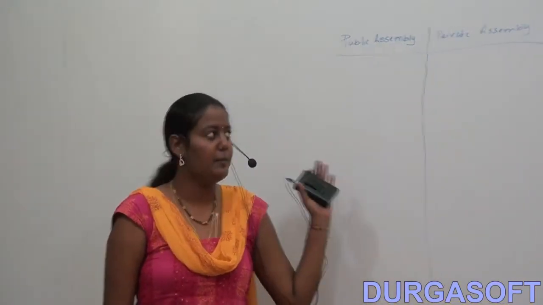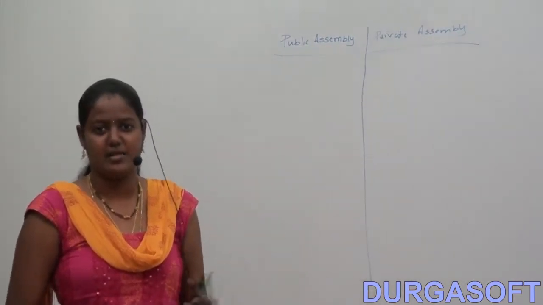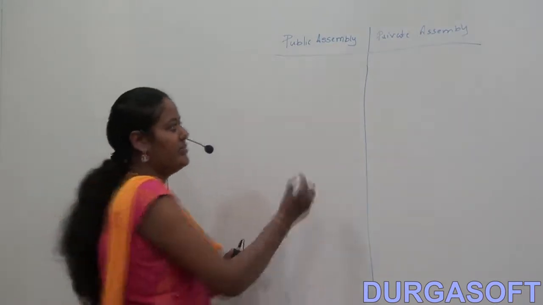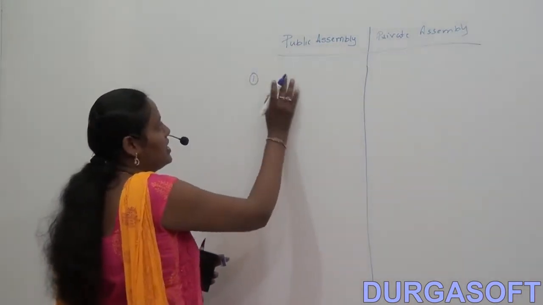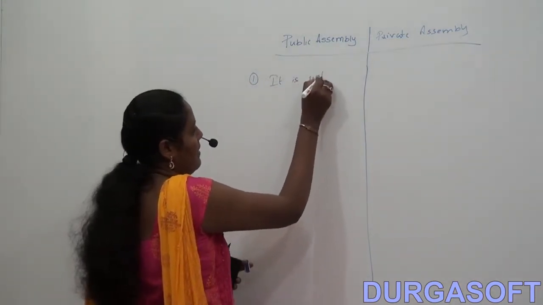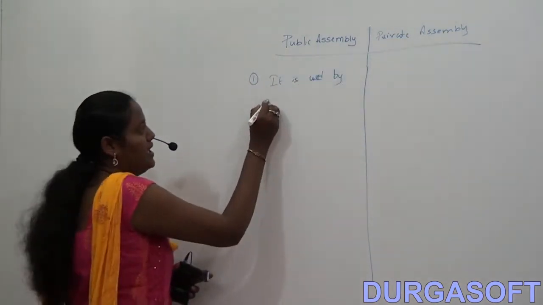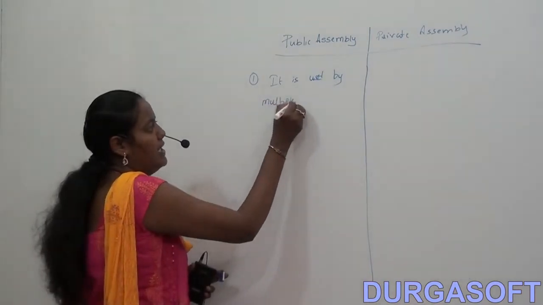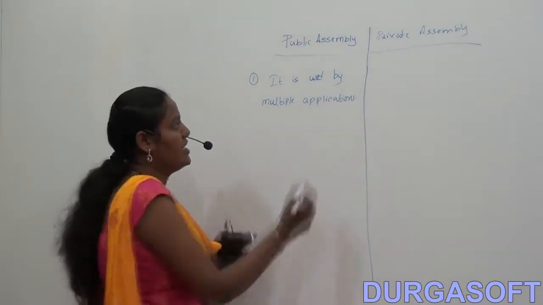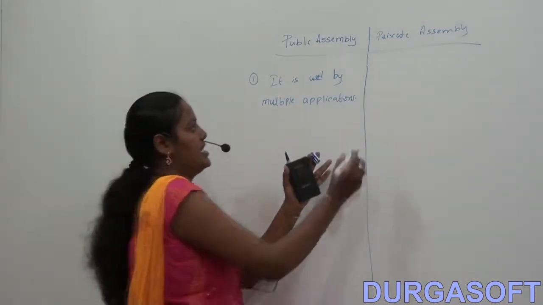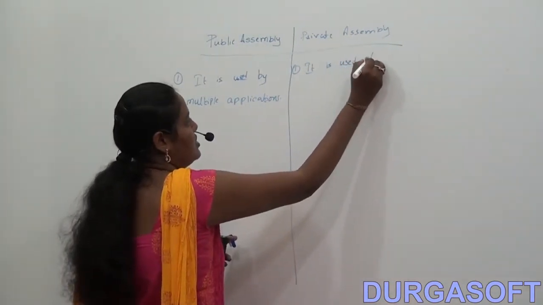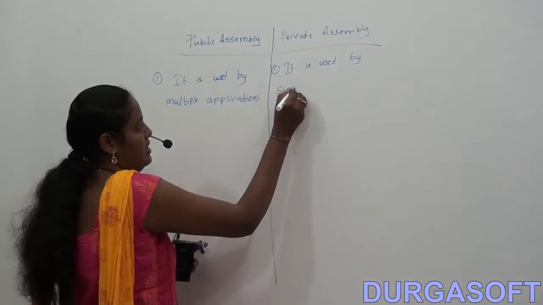The difference between public assembly and private assembly. So let us see the differences between the public assembly and private assembly. The very first one is, public assembly is used by multiple applications, whereas private assembly is used by only a single application.